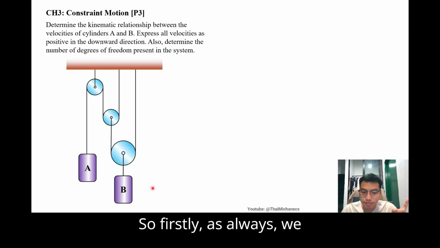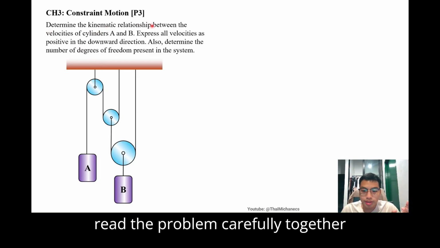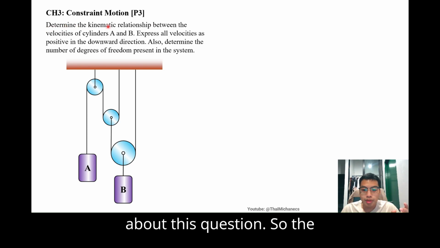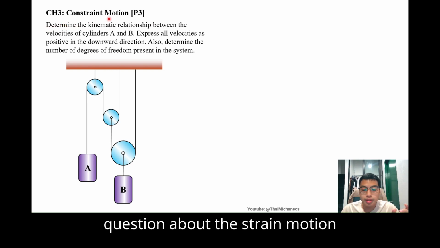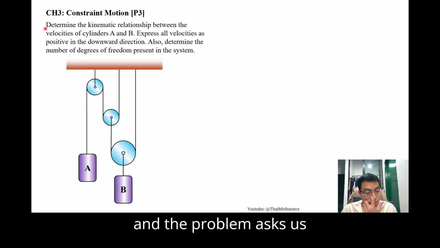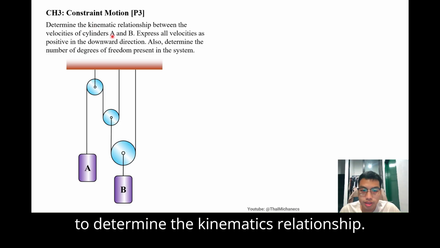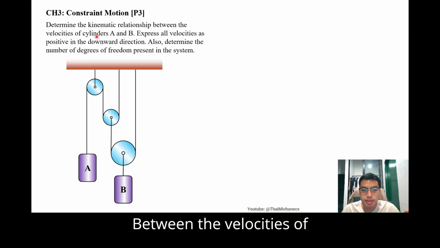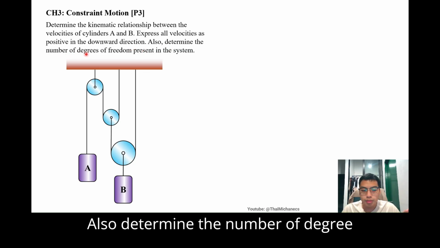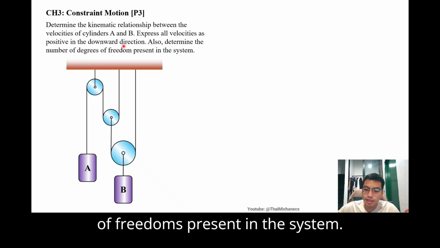So firstly, as always, we read the problem carefully together. The question is about constraint motion, and the problem asks us to determine the kinematic relationship between the velocities of cylinders A and B, expressing all velocities as positive in the downward direction. Also determine the number of degrees of freedom present in the system.